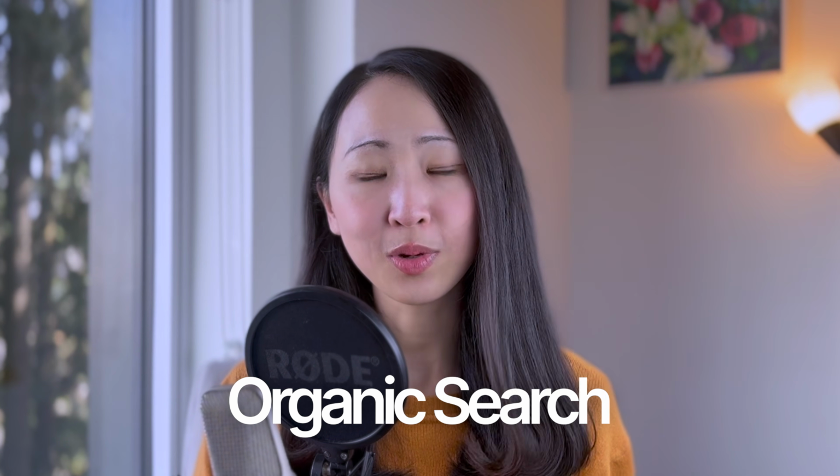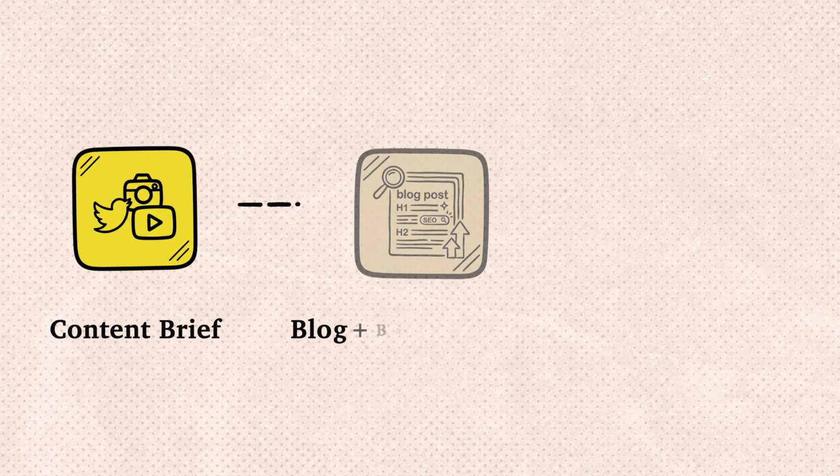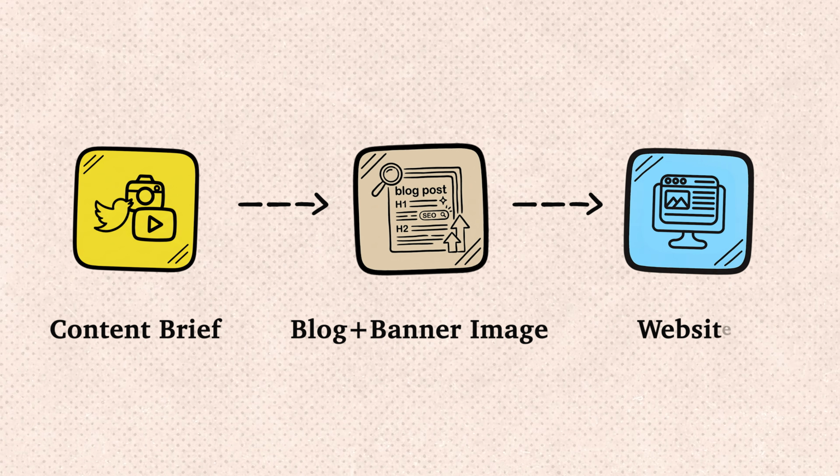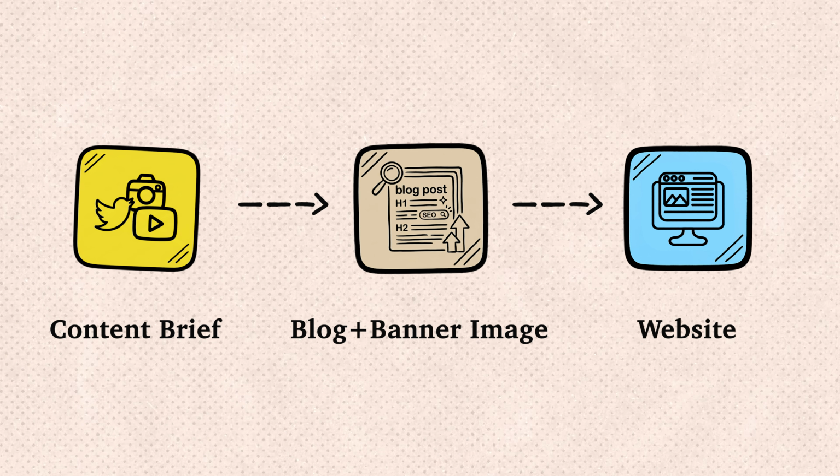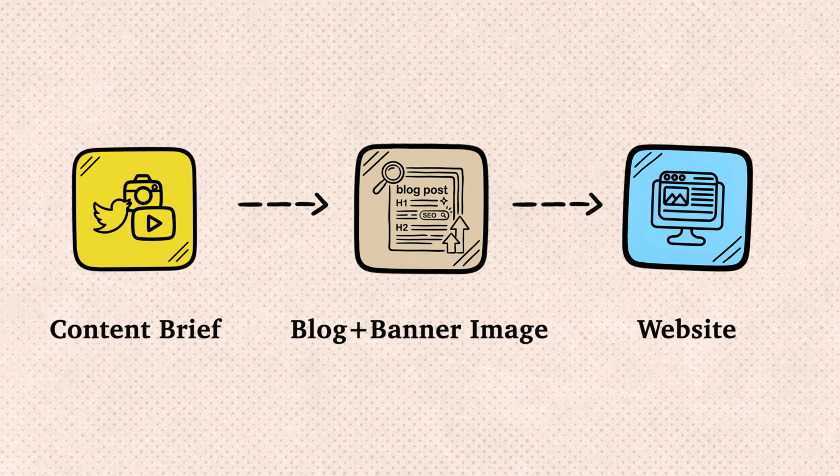But there is one channel that compounds over time more than any other. That is organic search. But the challenge is SEO content takes the longest to produce. So now we're going to batch create full blog posts from content briefs, generate header images, and push them straight to your website as draft.